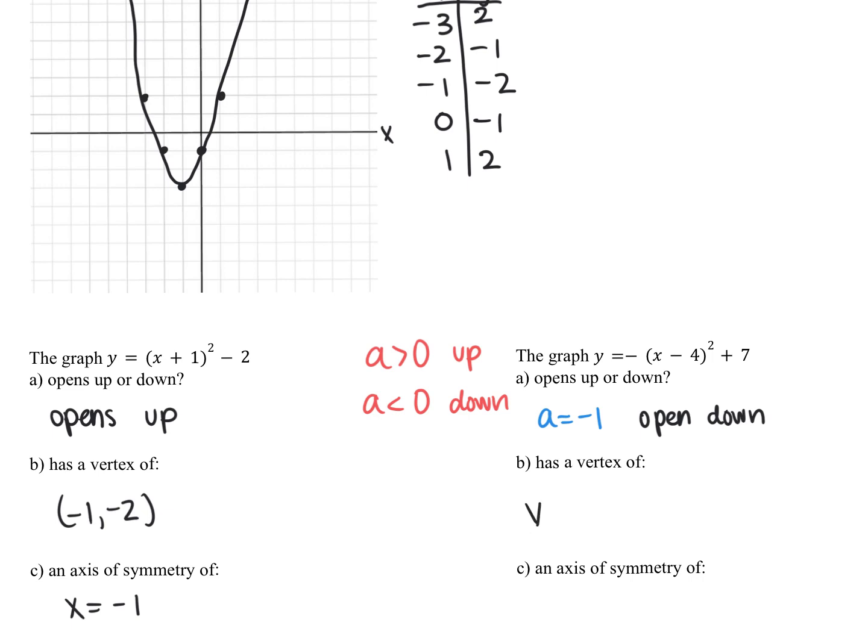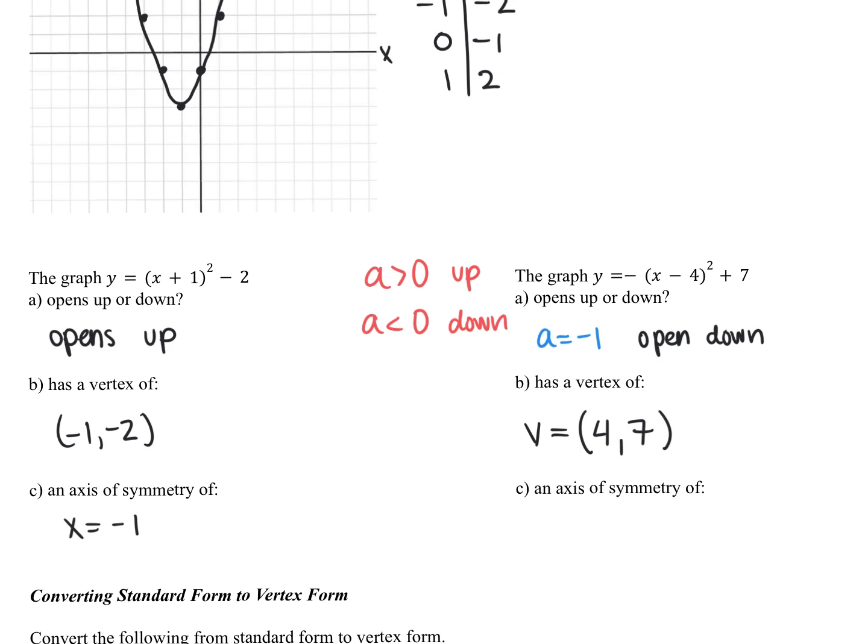When I identify my vertex, I don't have to use the formula, I don't have to plug it in. It's the opposite of what's in the parentheses, so it's a -4, so it's going to be 4. And then it's a +7, so it's 7. And then the axis of symmetry is going to be x equals 4.